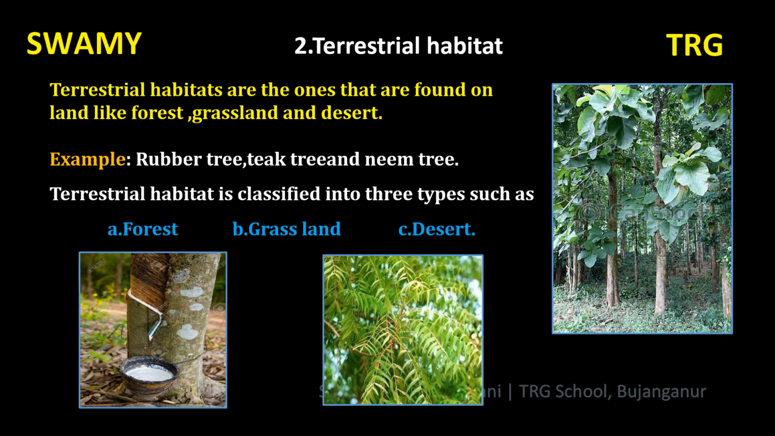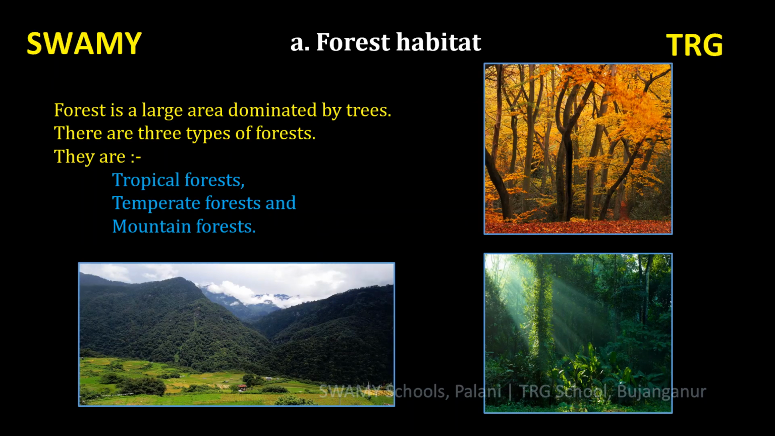Terrestrial habitats are classified into 3 types: forest, grassland and desert habitat. Forest habitat, grassland habitat and desert habitat. Forest habitat. Forest is a large area dominated by trees.